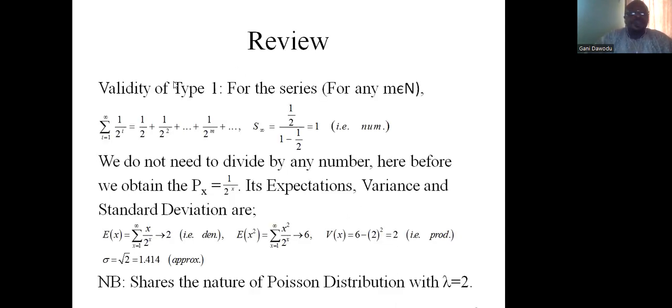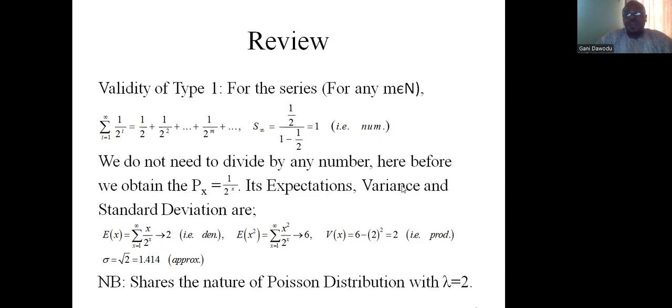Then the review. Validity of type 1. By the time we listed the series, we saw that this is of type 1. Summation 1 over 2 raised to the power i, which sums to infinity to give you 1. 1 happens to be the numerator of the fractional part of this series. Take note of that. We do not need to divide by any number before we can get our PMF because it's already summing to 1.